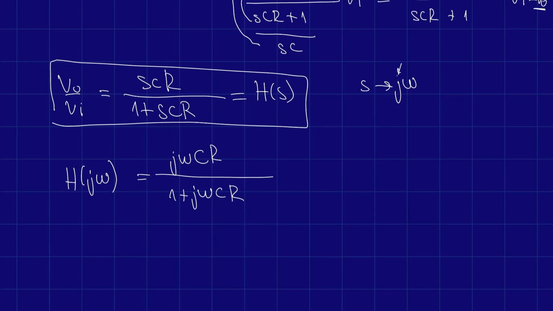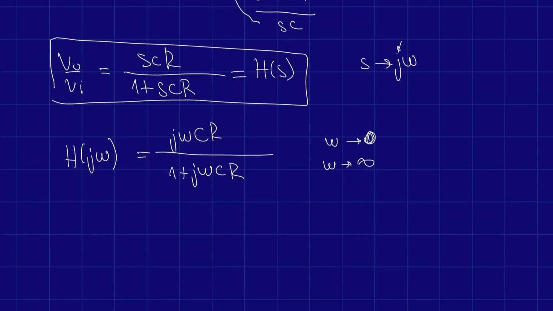Because here we can substitute omega for low frequency, and we will write it as omega tends to 0, or omega tends to infinity for high frequencies. And since this is a high pass filter, we want our filter to let high frequencies in and to block low frequencies. So let's try for both cases. If we take the limit of omega tends to 0, we have 0 divided by 1 plus 0, which is 0 divided by 1, and here we have 0.